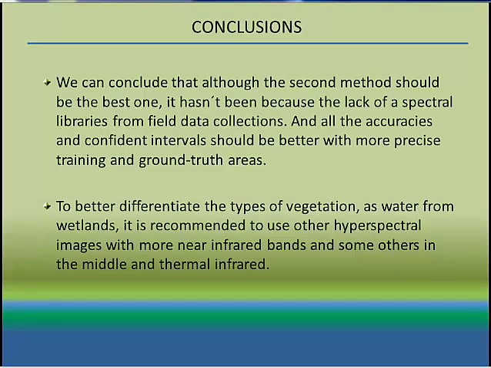We can conclude that although the second method should be the best one, it hasn't been, because of the lack of spectral libraries from field data collections. And all the accuracies and confidence intervals should be better with more precise training and ground truth areas. To better differentiate the types of vegetation and water from wetlands, it is recommended to use another hyperspectral image with more near-infrared bands and some others in the middle and thermal infrared.